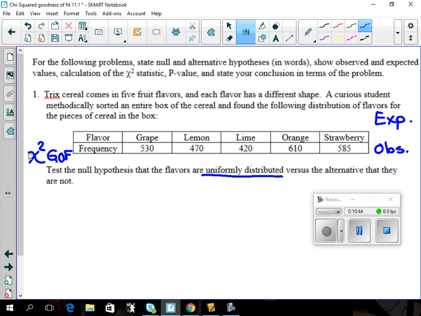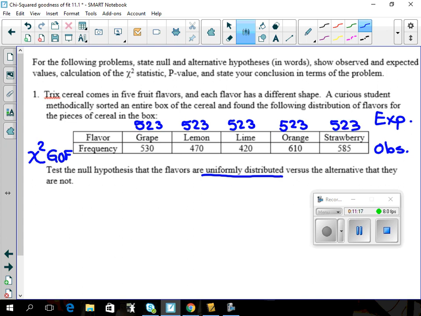So take a second, add them up. What is the total divided by 5? So we should have gotten a total of 2,615. And when you divide by 5, we expect 523 to be in each flavor. Would you agree? Since it says the word uniform, that's what we're going to do.